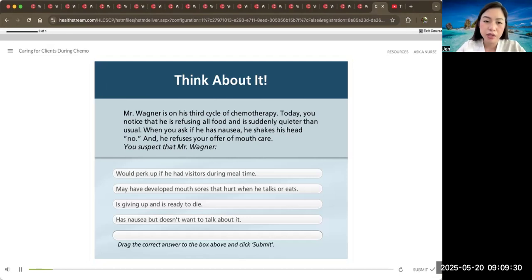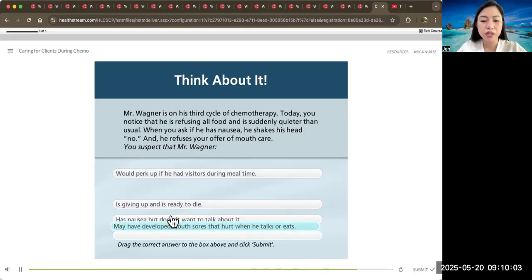So think about it. Mr. Wagner is on his 3rd cycle of chemotherapy. Today, you notice that he is refusing all food and is suddenly quieter than usual. When you ask if he has nausea, he shakes his head no, and he refuses your offer of mouth care. You suspect that Mr. Wagner: one, would perk up if he had visitors during mealtime; two, may have developed mouth sores that hurt when he talks or eats; three, is giving up and is ready to die; four, has nausea but doesn't want to talk about it. I think it's this one.